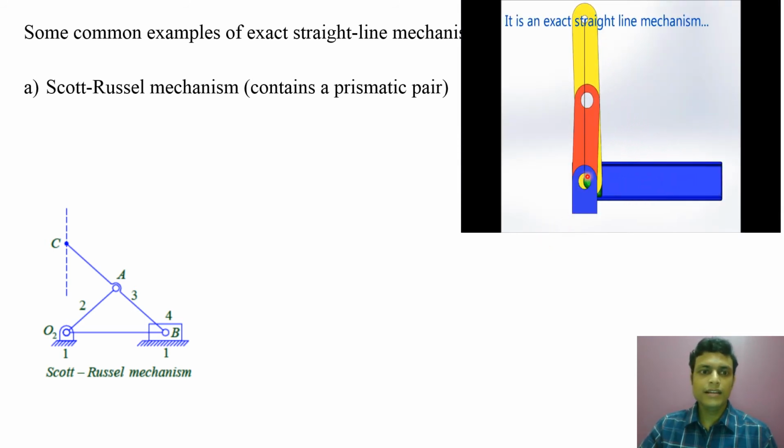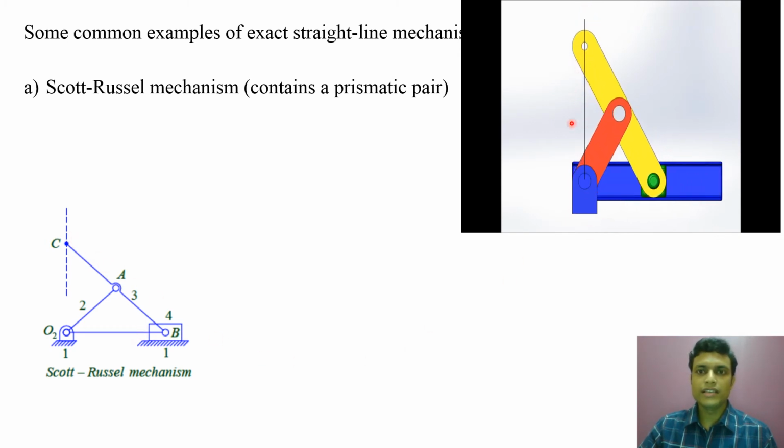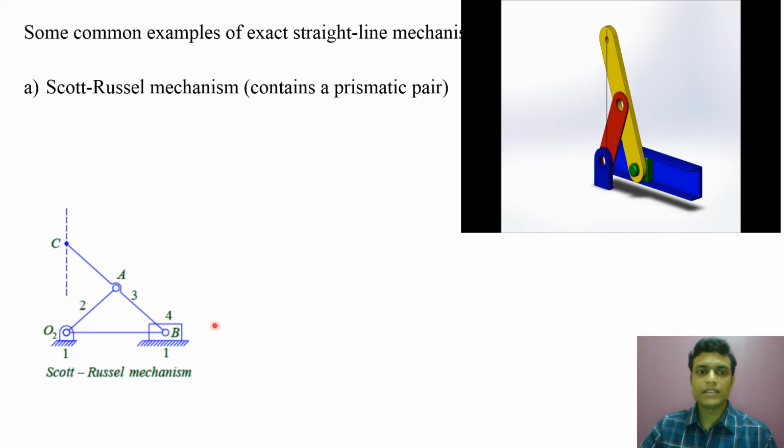So the yellow color link is link BC, red color link is O2A, and the end point is C, which is generating a straight line, and this is a prismatic pair. The green one is a prismatic pair that is connected with 1, that is the blue link, and 4 is the slider. So green color is the link number 4, yellow color link is BC, and at the end point of C was generating a straight line. But Scott-Russell mechanism contains one prismatic pair.